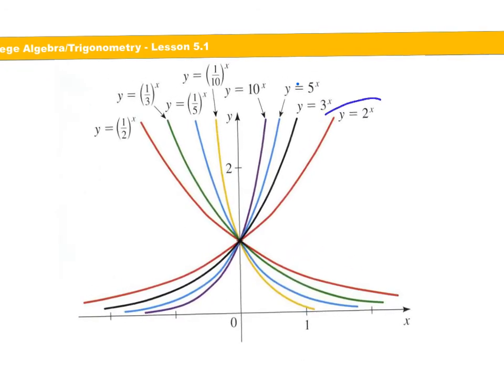Okay, good. Do you see how here we have 2 to the x? So the decay of it would be 1/2. This is just showing you how the graphs go. Where do they all meet?